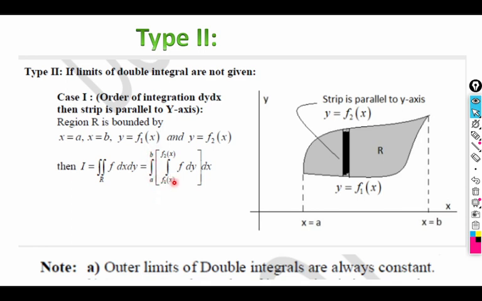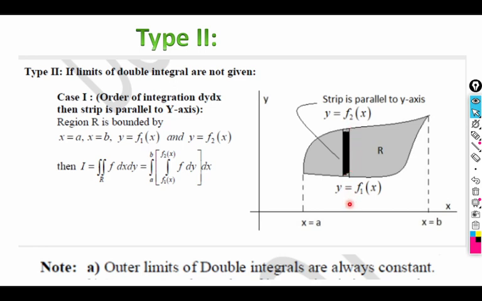So that is our double integral. The double integral is from a to b, f1(x) to f2(x), dy dx is the order. That is the main part where you should focus here. Most important thing, outer limits of a double integral are always constant. So a vertical strip gives us the order dy dx.